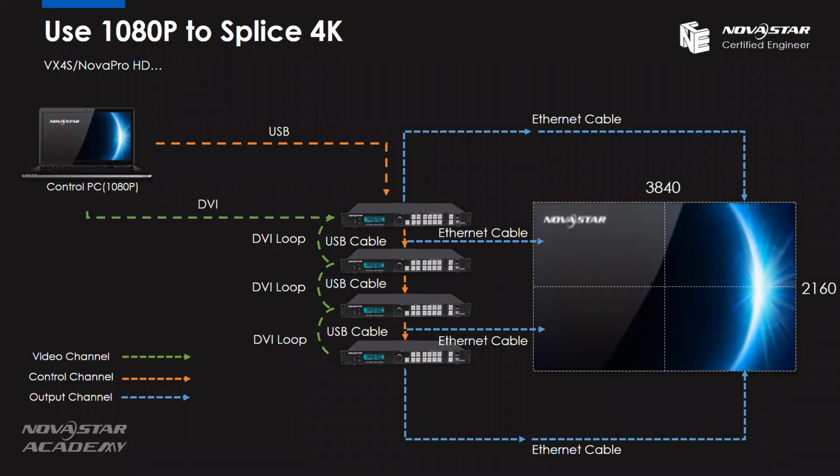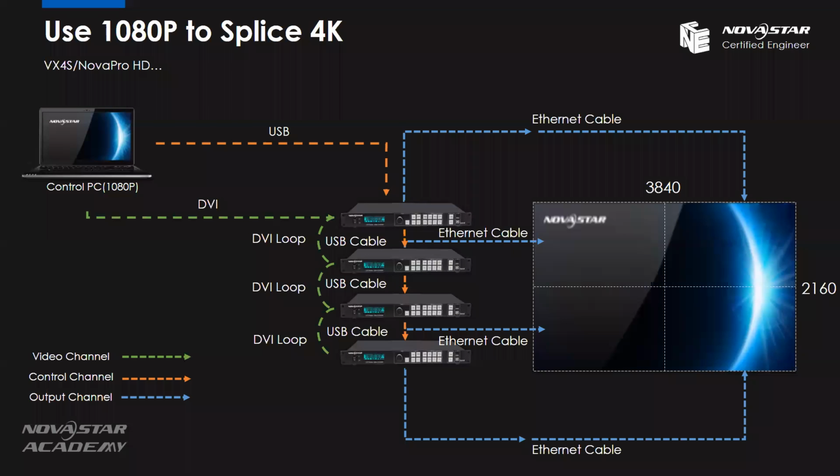And for the video source part, we need to use a DVI source input. Because as you can see, between every VX4S, we use a DVI loop. So the video source should be DVI. And we can loop the signal from the first one to the second one to the third one and the fourth one. And for loading this 4K screen, we also divide this screen into a 2x2 area. So this VX4S will load the top right of the screen, and this one top left, bottom left, and the bottom right. So loading the screen follows the same principles as when we perform it with the M-Control 660.